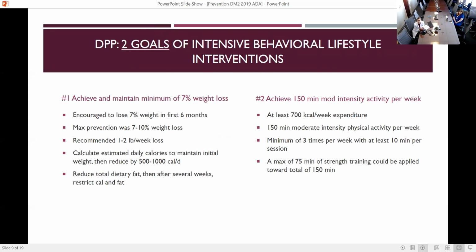And then as far as the exercise, they recommend moderate intensity activity, like brisk walking. You can replace some of the 150 with strength training, up to 75 minutes a week, and at least 3 days a week, 10 minutes with each session. And they don't want you to skip more than 2 days between exercise.